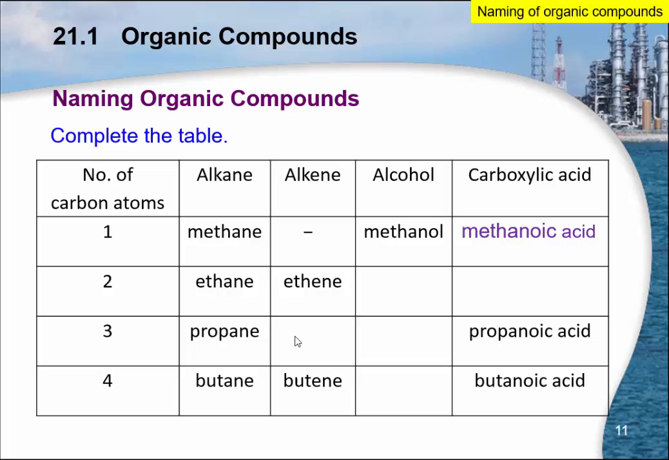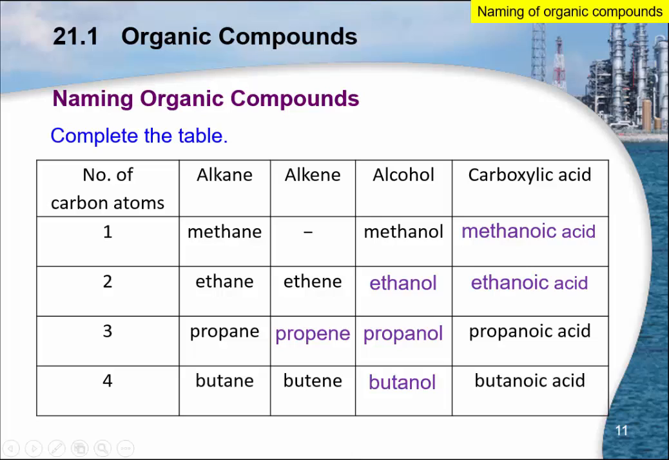So methanoic acid. E for ethanol, and ethanoic acid. Propene, propanol, and butanol. Realize that for the same number of carbon, the prefix must be the same. So 4 carbon is all BUT, 3 carbon is all prop, and 2 carbon is E, 1 carbon is me.